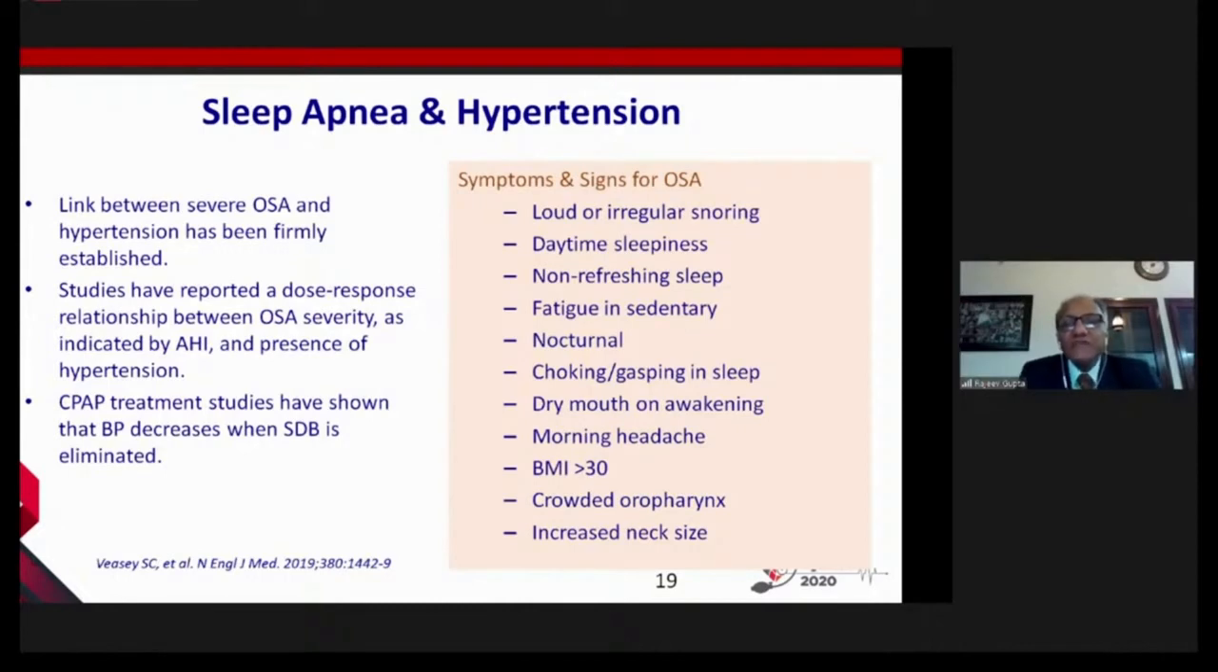There are lots of symptoms and signs. We all know that. I think snoring is important. Loud or irregular snoring. Daytime sleepiness is a very important component of sleep apnea syndrome. And then you have lots of other factors like non-refreshing sleep, fatigue, nocturnal choking, dry mouth, morning headaches in a person who has high body mass index.